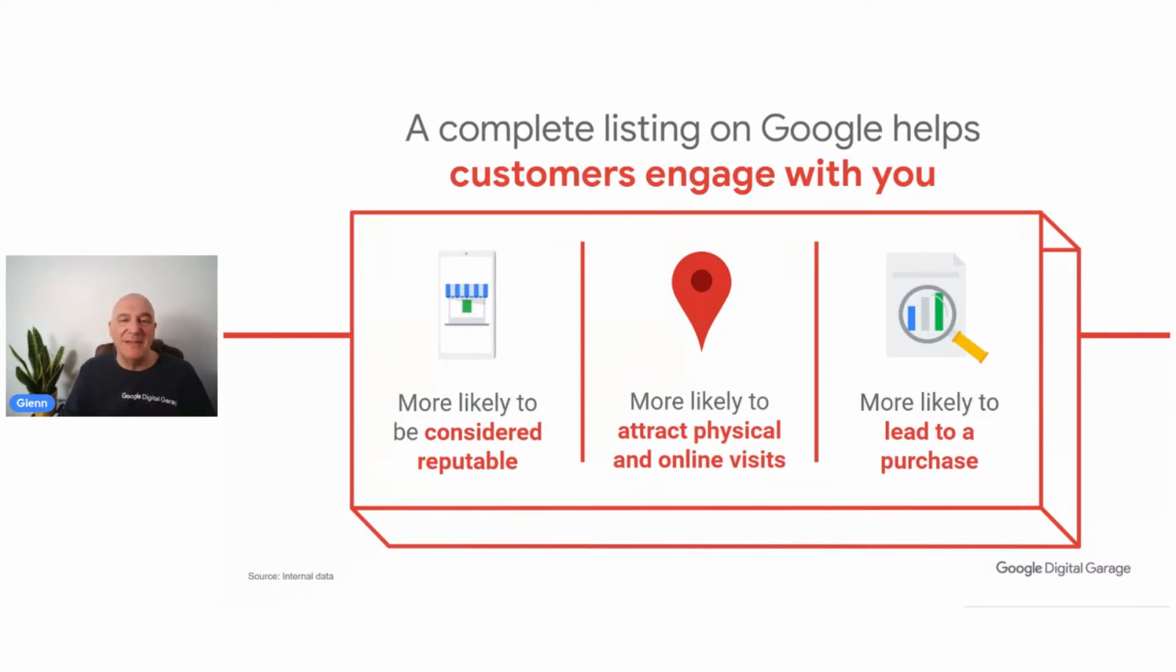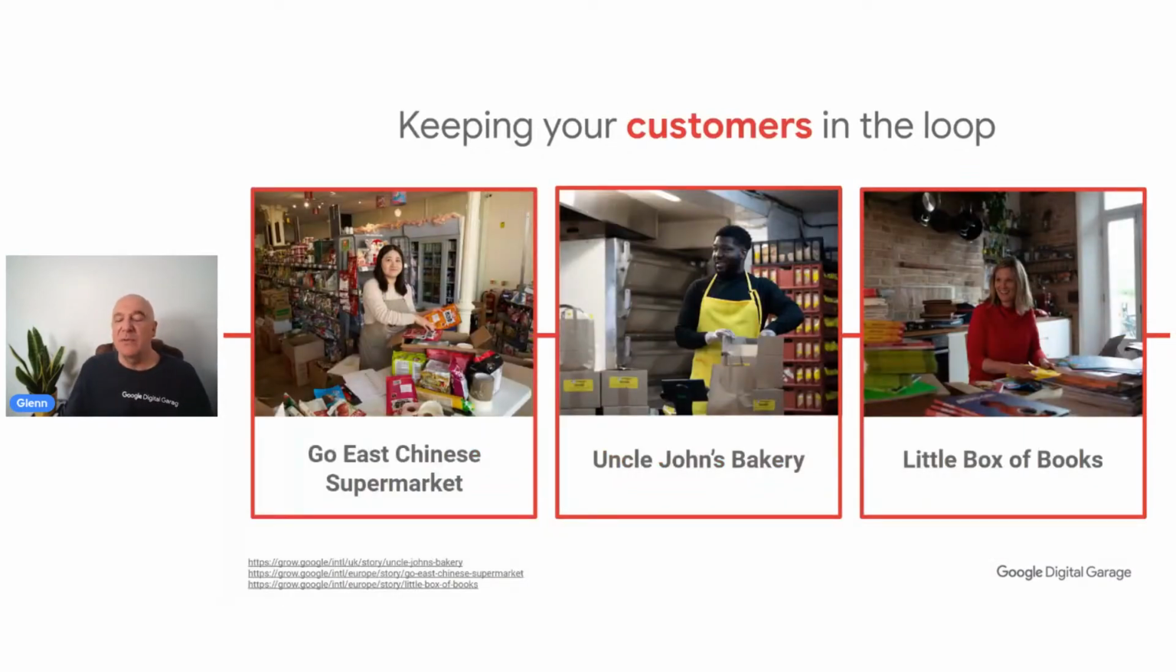People want some familiarity. As we'll see as we work through this, there are lots and lots of things that can help you to keep your customers as happy as possible. Now, we've got a couple of examples that we're going to run through. These are real life examples, and this is all about, as it says there, keeping your customers in the loop. So these are case studies of businesses that have successfully marketed themselves using Google Maps. So we've got Goey's Chinese supermarket, we've got Uncle John's bakery, and we've got Little Box of Books.